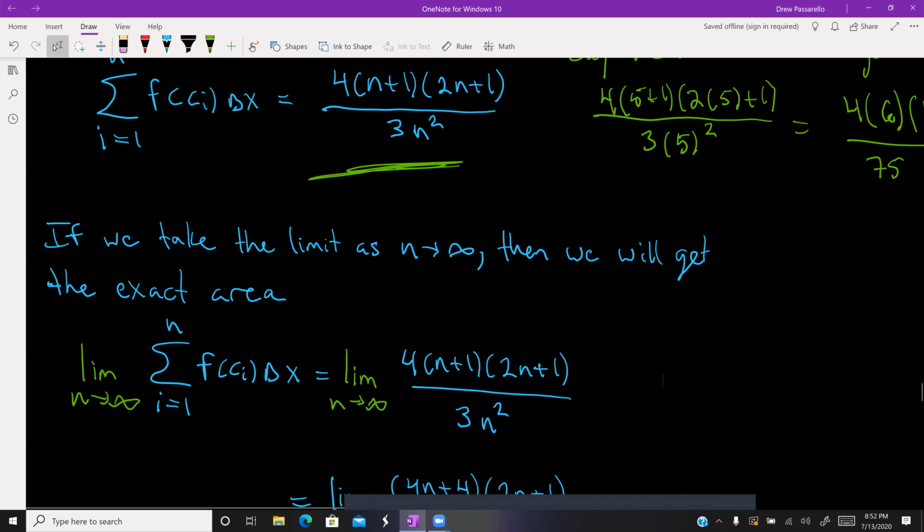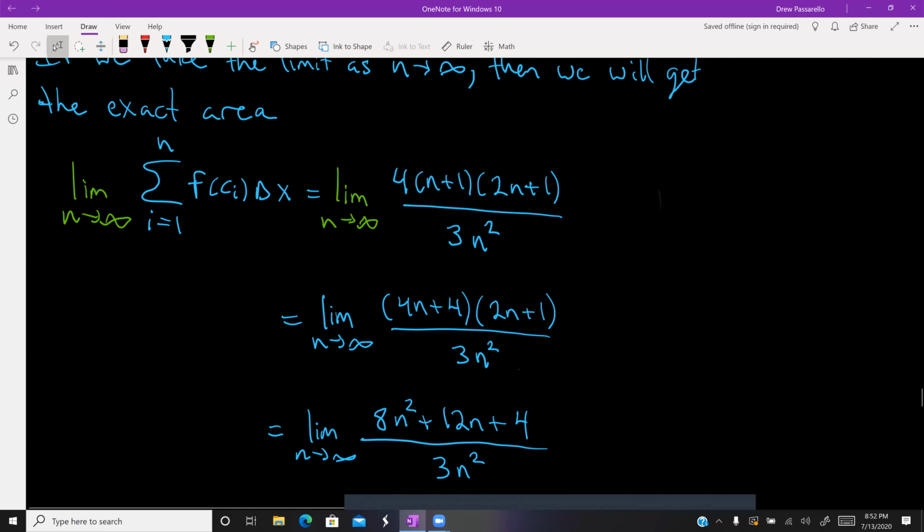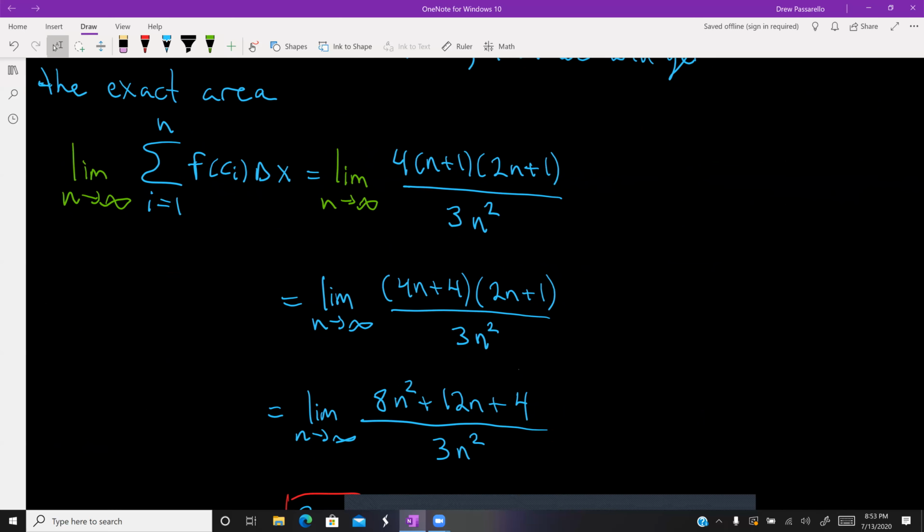And so I just focus on the right-hand side. I just FOIL everything out, or distribute everything out on the numerator, and you get 8n squared plus 12n plus 4 up top, and then 3n squared on the bottom.